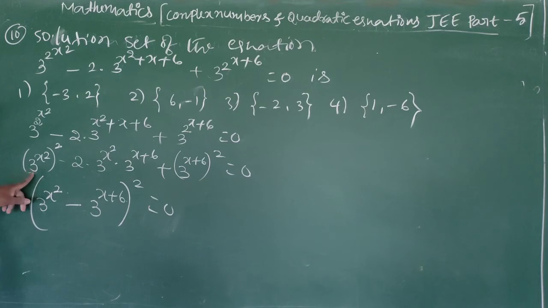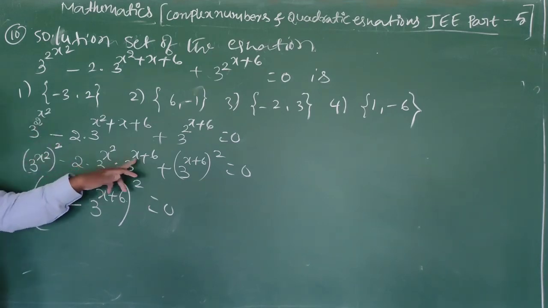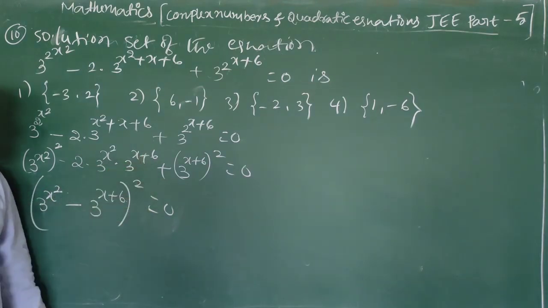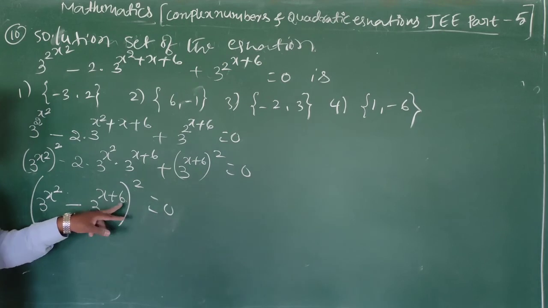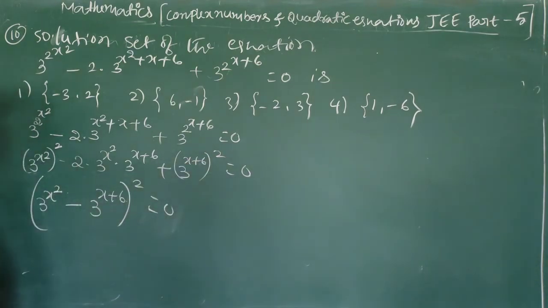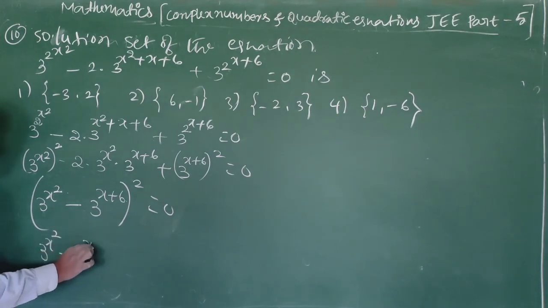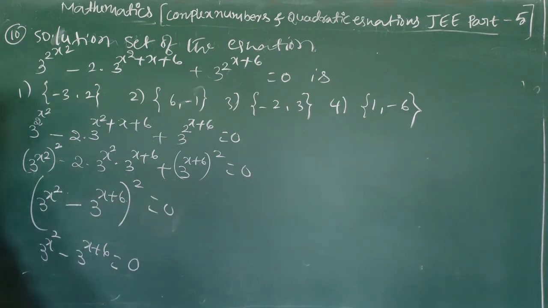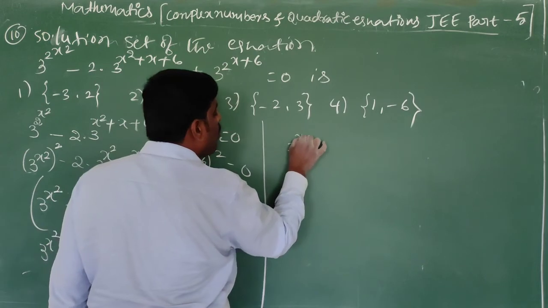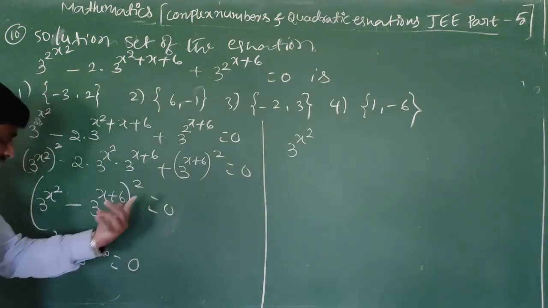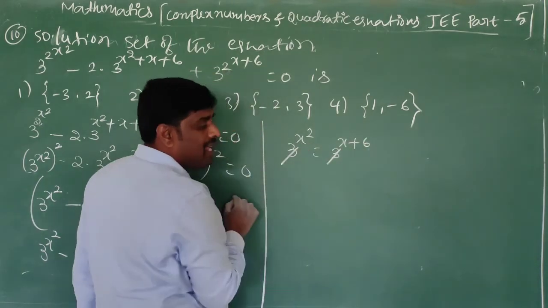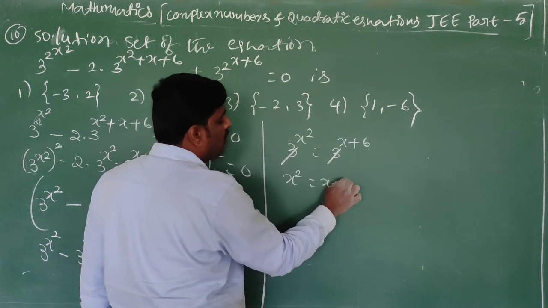So this is the form of a minus b whole square. A square is 3 to the power of x square whole square, minus 2ab, 2 into 3 to the power of x square into 3 to the power of x plus 6, plus b square, 3 to the power of x plus 6 whole square, is equal to 0. So 3 to the power of x square minus 3 to the power of x plus 6, since the square root of 0 is 0, that is 3 to the power of x square. Shift this to RHS, so 3 to the power of x plus 6. The 3s cancel. x square is equal to x plus 6.